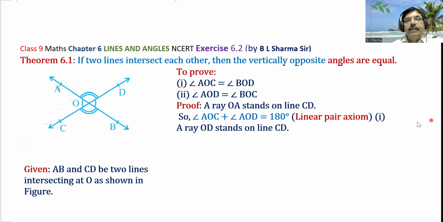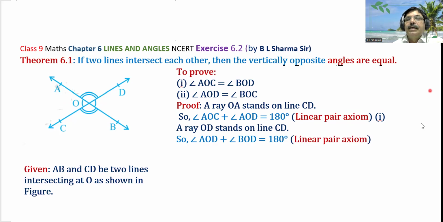So we can write ray OD stands on line AB. By the similar reason, angle AOD plus angle BOD, means this angle plus this angle, will be 180 degrees, the same reason, forming a linear pair. Now we see that this is 180 degrees and this is also 180 degrees. That is why the right hand side is the same, so the left hand side is also the same. So we can write here that angle AOC plus angle AOD is equal to angle AOD plus angle BOD because both are equal to 180 degrees.